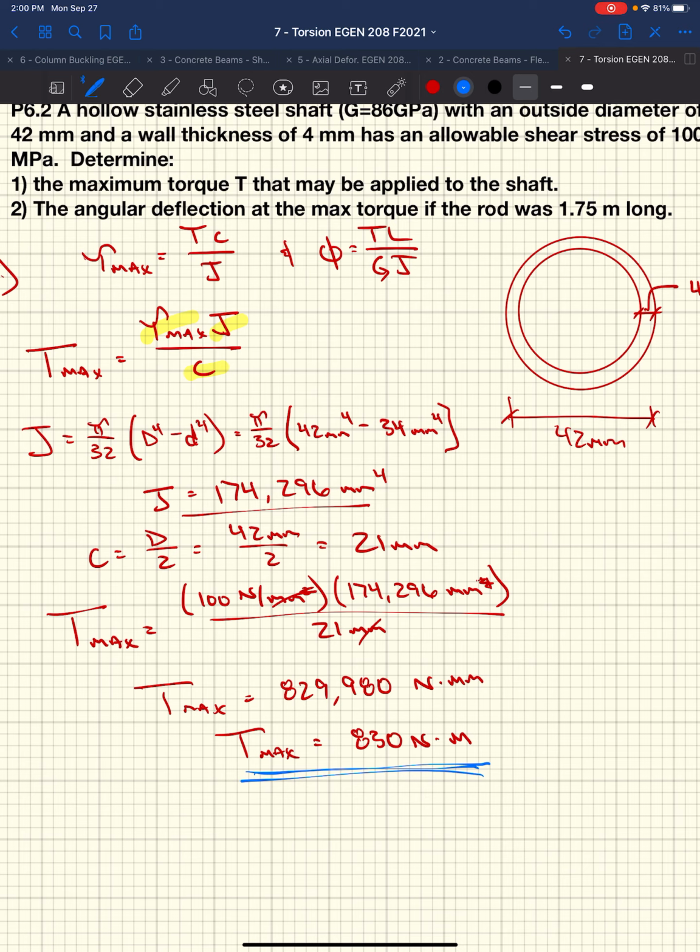On Wednesday, we'll come back and finish part 2. Pretty straightforward, right? We've got our two big equations, and we calculate our maximum torque based on our allowable shear stress.